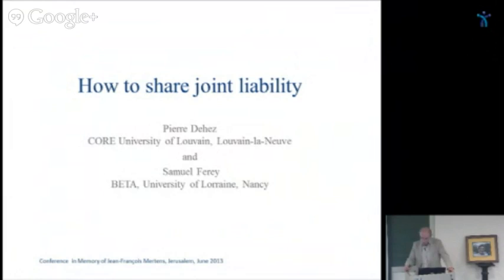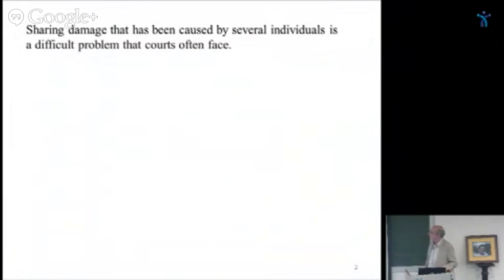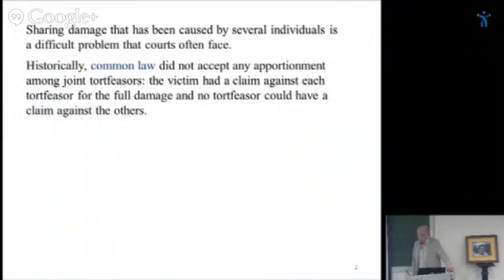Okay, this is a talk which is a simple application of cooperative game theory, so don't expect any new conceptual development. The problem that we are addressing, my colleague Samuel Ferre and I, is the problem of sharing the damage that has been caused by several individuals. It's a difficult problem, and historically, common law actually did not accept any apportionment. The victim had a claim against each tortfeasor, and tortfeasors could not have a claim against the others.